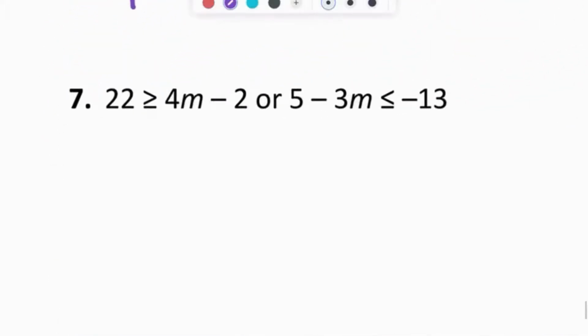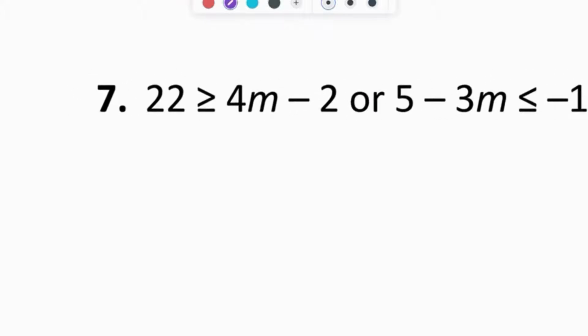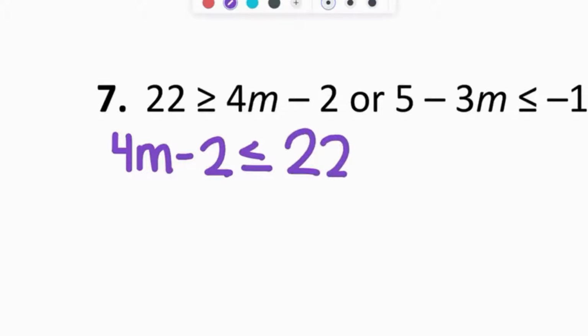Okay, looking at number 7. So again, these statements do not have to be the same. We just solve them independently and then deal with the or once we're done. So looking at the first one, I'm going to solve this, and I see first thing I'm going to do is I'm going to flip this. So 4m minus 2 is less than or equal to 22. So I've just reversed the whole thing. And remember, the way that we can tell that is my pointed side is touching the 4, and the pointed side is still touching that 4m minus 2 statement.